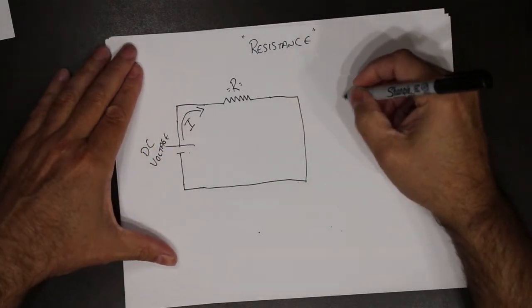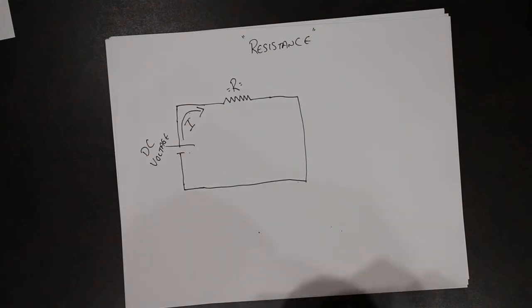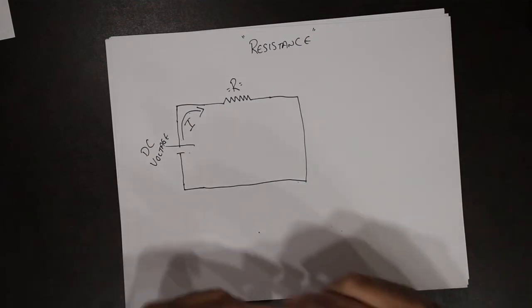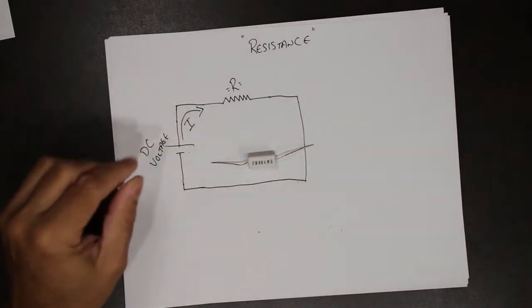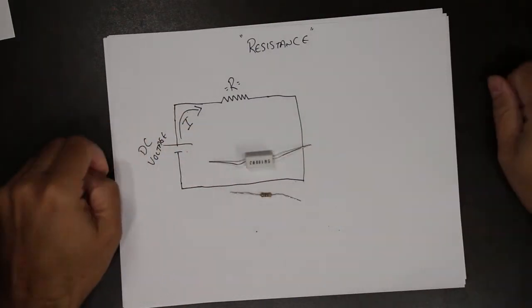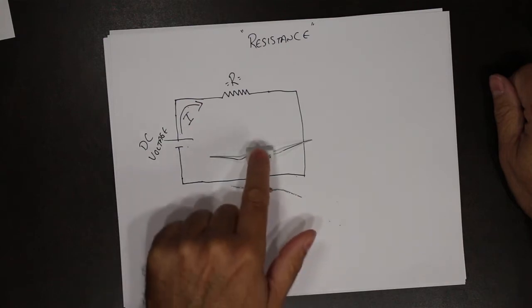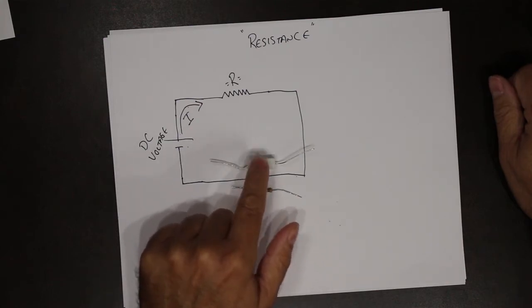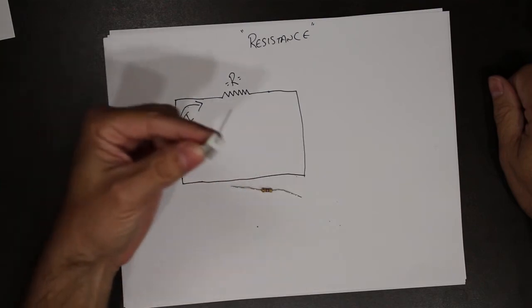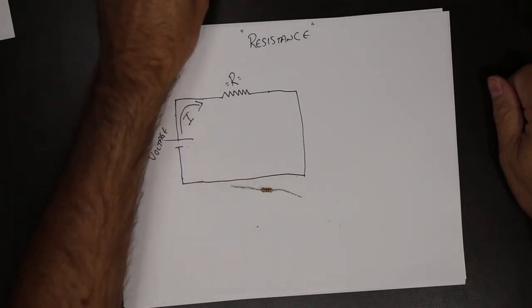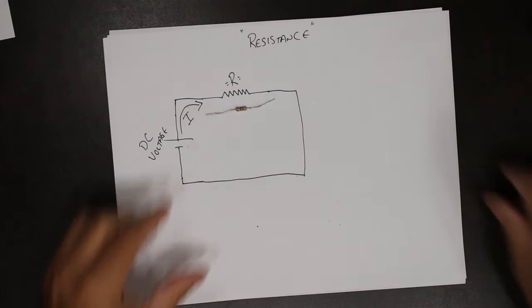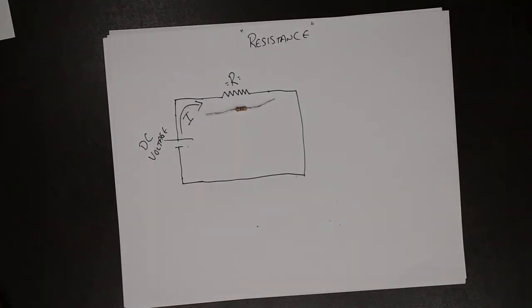There are many types of resistors. I have two common ones here. These ones are the most common type that you're going to see in your parts kit. These are a power type resistor that can handle lots of heat and energy. But basically, that is a resistor.